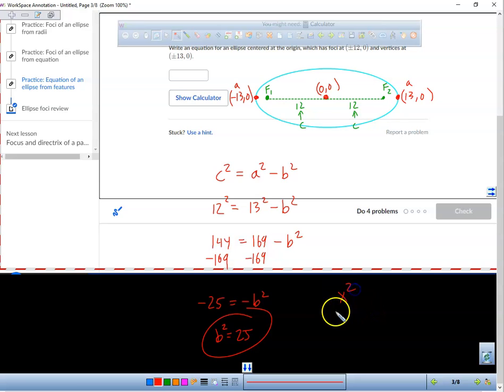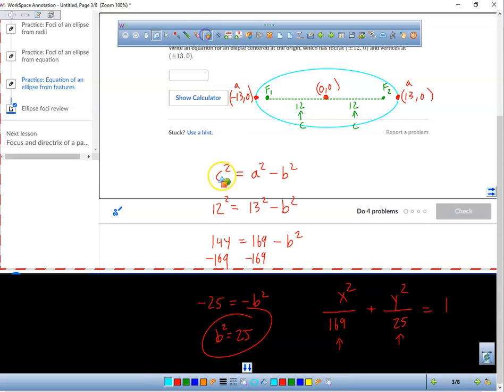We're gonna go x squared over something plus y squared over something equals 1. What has to go here? The A or the b? But being that we drew it this way, because I drew it according to what they gave us, we know the a squared is 169, and we know the b squared is 25. And that's the equation.